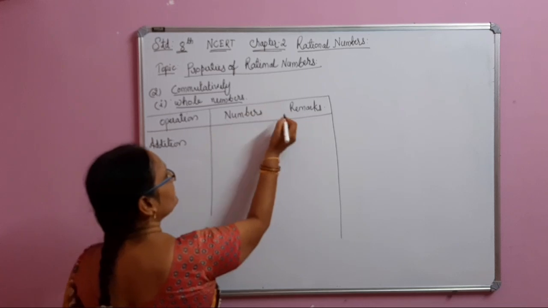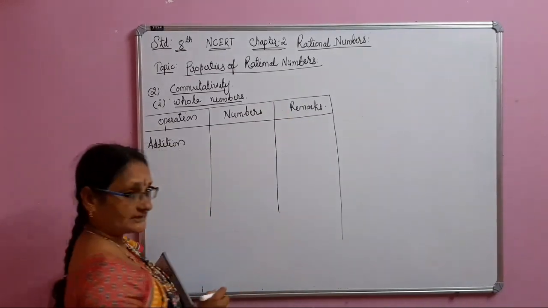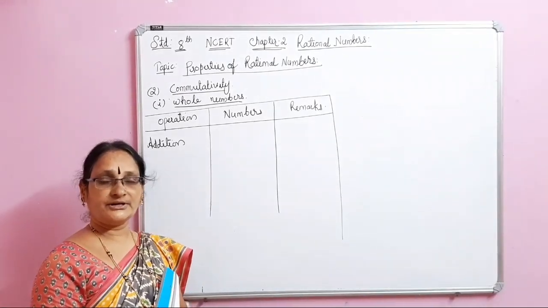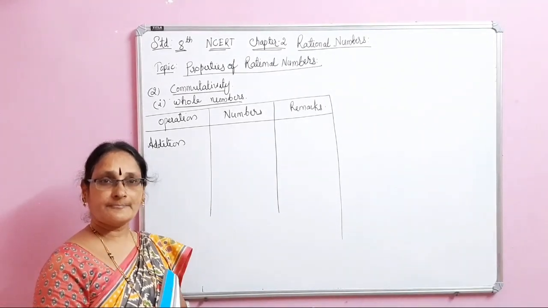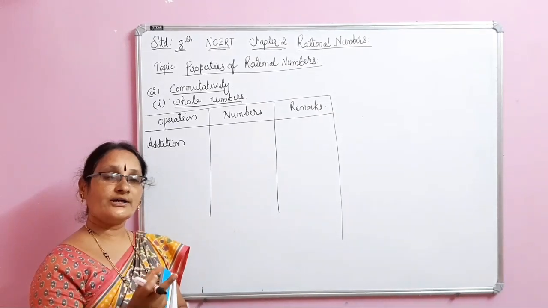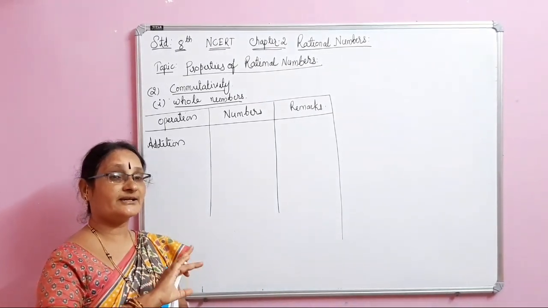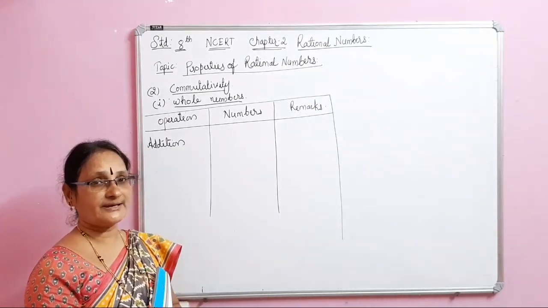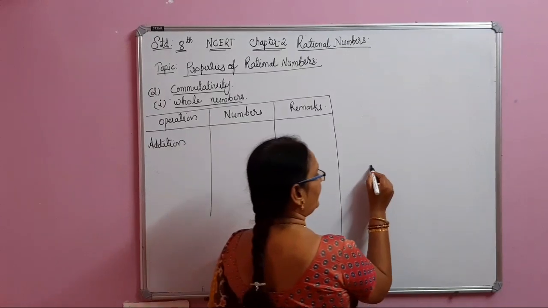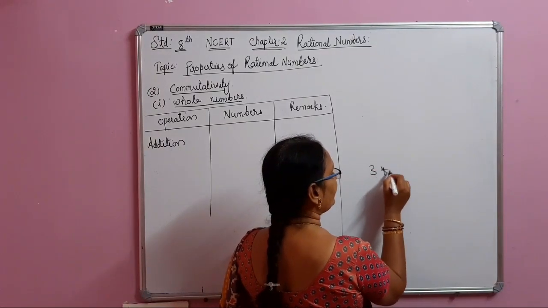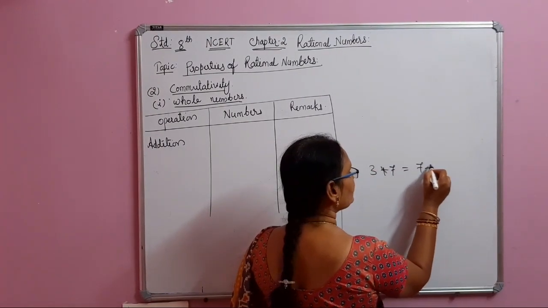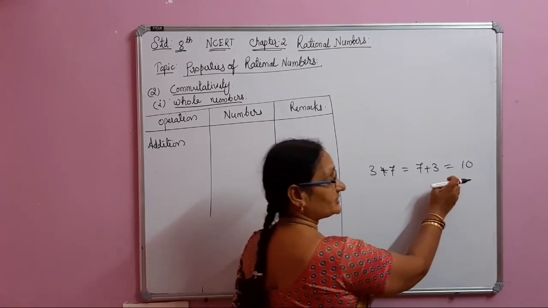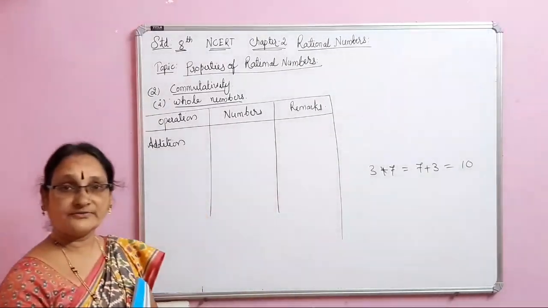See, commutativity, how it comes, you know, from the previous classes. In 6th and 7th, you already studied that commutative property means even though the order of two numbers is exchanged or interchanged, the sum or the product remains the same. For example, 3 plus 7 is equal to 7 plus 3 is equal to 10. 3 plus 7 is 10, 7 plus 3 is also 10. This is the commutative property for addition.